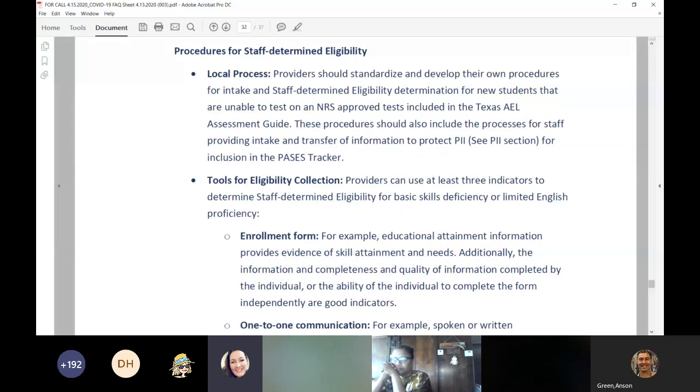Also, one-to-one communication. If you're talking to an individual and right away you're like, okay, reading, speaking, writing in the English language, I can classify probably safely this person as an English language learner. So you're going to have to really develop in this process some ways that you will be determining where this individual lies in terms of the eligibility process. Anson, scroll down a little bit.